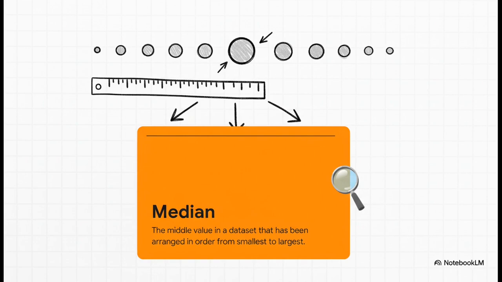But wait, the mean isn't our only tool here. We've also got the median, and this one's even easier. You just line up all your numbers from smallest to largest, and you pick the one that's smack dab in the middle. So if we order our numbers, 7, 10, 15, 15, 20, 30, 45, what's in the middle? It's 15. That's our median.